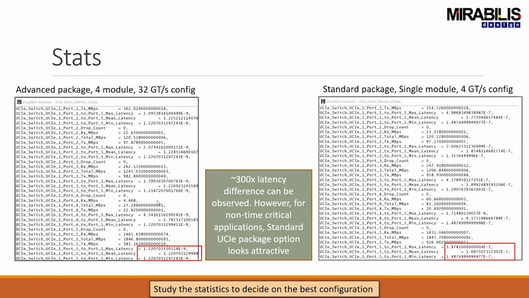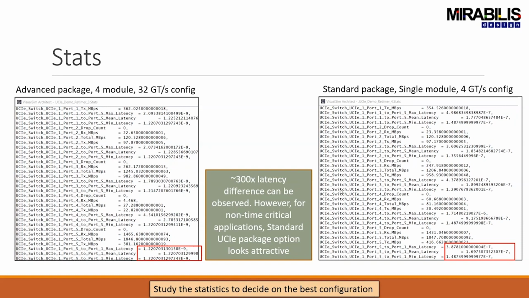Of course, when you're running different types of configurations, you can do comparisons. So here, for example, this one is with an advanced package 4 module. You see it's about 1.2 E minus 9, so about 1.22 nanoseconds across the interface. But here you notice it's almost 400 nanoseconds. So you're going from about 1.22 max latency to almost 400 nanoseconds. So it's a huge difference that can be observed between these two packagings.